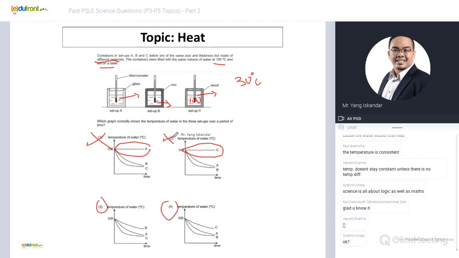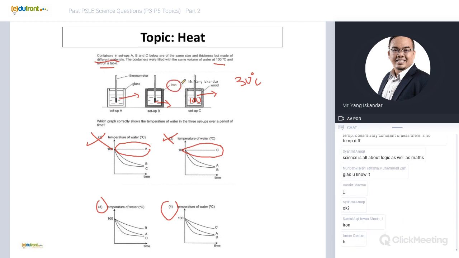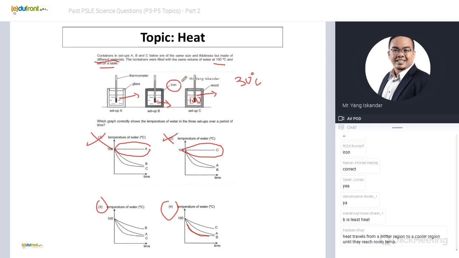Between option 3 and option 4, let's take a look at these 3 setups. Which is the best conductor of heat? All of us know that iron is the best conductor. So if iron is the best conductor of heat, the water in setup B will lose heat the fastest, correct or not? So this graph B here is the greatest decrease in temperature. It coincides with setup B, iron, the greatest decrease in temperature.